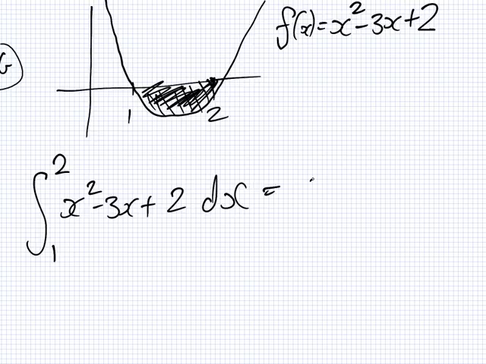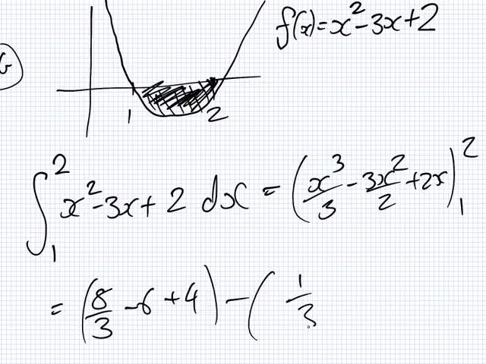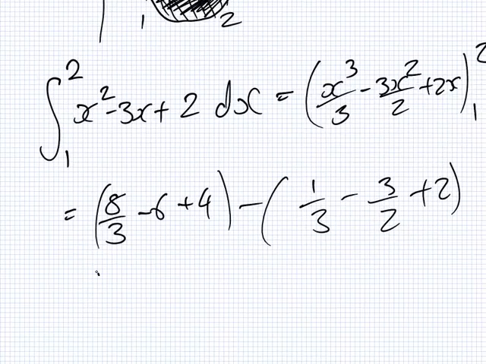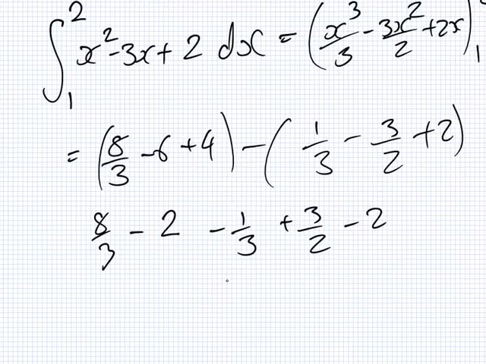So when we integrate, we get x cubed over 3 minus 3x squared over 2 plus 2x. And we have to put in 1 and 2. So I'll put in 2 first, and I'll get 8 over 3 minus 6 plus 4, minus 1 over 3 minus 3 over 2 plus 2. So this will be 8 over 3 minus 2, minus 1 over 3 plus 3 over 2 minus 2.